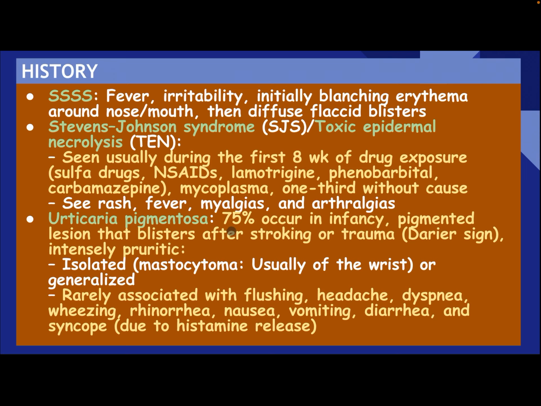Urticaria pigmentosa: 75% occur in infancy. Pigmented lesions that blister after stroking or trauma, Darier sign. Intensely pruritic. Isolated mastocytoma, usually of the wrist, or generalized, rarely associated with flushing, headache, dyspnea, wheezing, rhinorrhea, nausea, vomiting, diarrhea, and syncope due to histamine release.